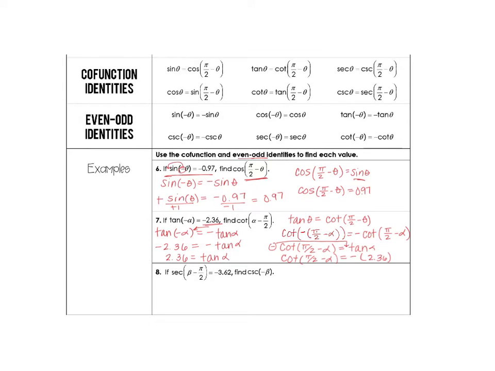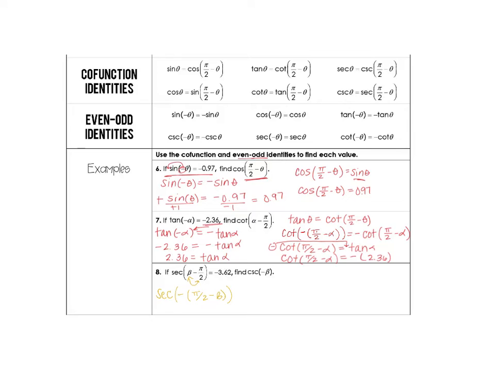Okay, this problem's like the above. Notice our angles are swapped, so we're going to have to fix that. We need to flip those angles. So that means we're going to have secant of negative pi over 2 minus beta.